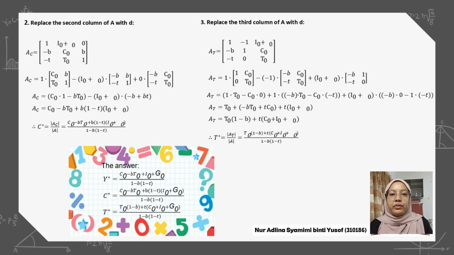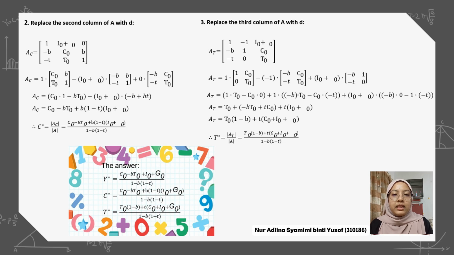Next, we move on to C star. To find C star, we replace the second column of A with a D, forming matrix A sub C. The first row is 1, I sub O plus G sub O and 0. Second row is negative B, C sub O and B. Third row is negative T, T sub O and 1.